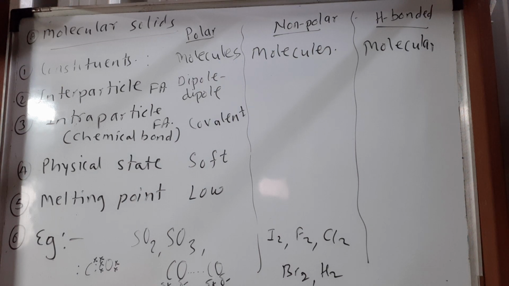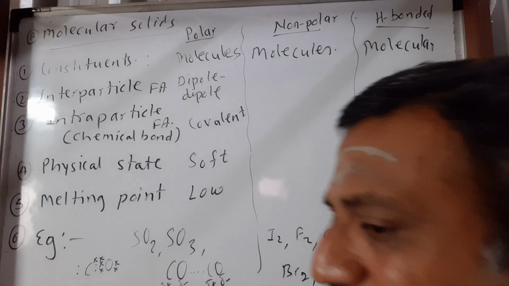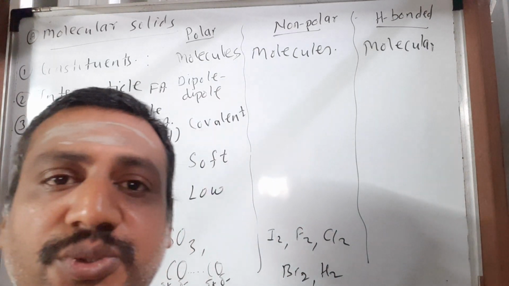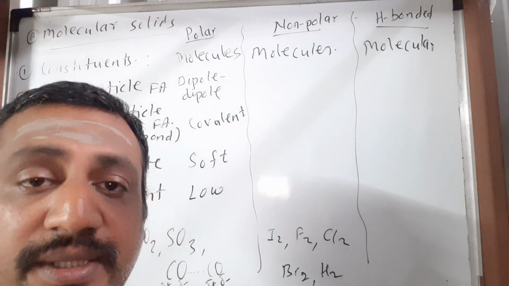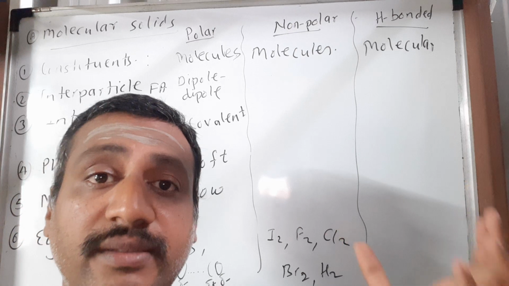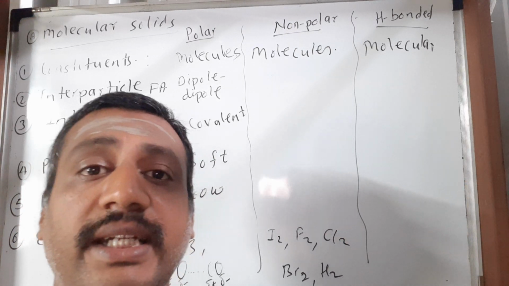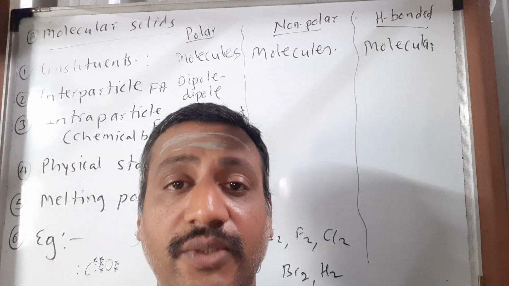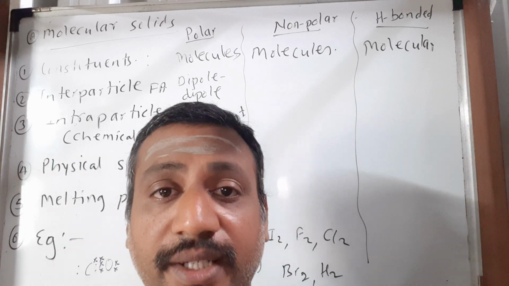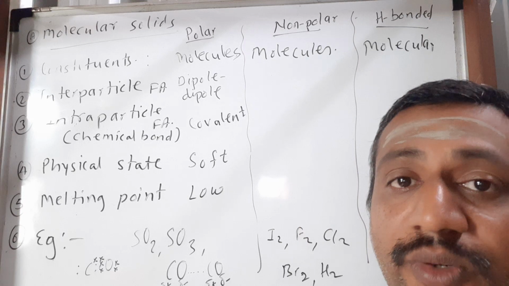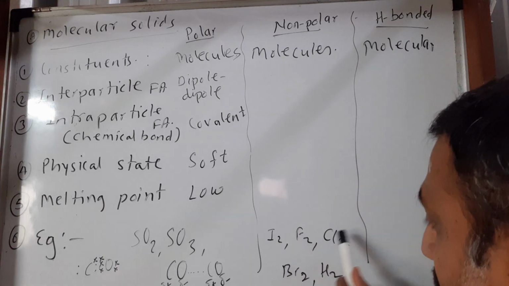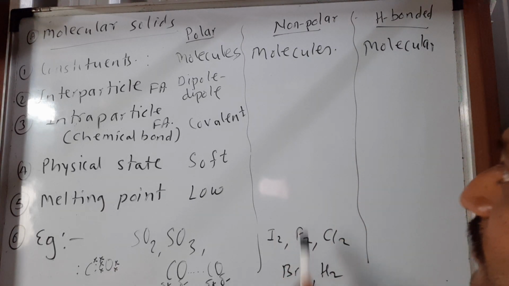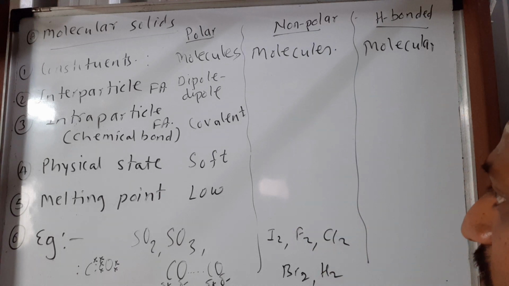So, non-polar molecular solids. You know that at room temperature, H2, Cl2, these are gaseous. But we are talking about when these gaseous substances are liquefied and afterwards solidified at a very low temperature after compression. So in the solid state, when we have these substances, we call them non-polar molecular solids.